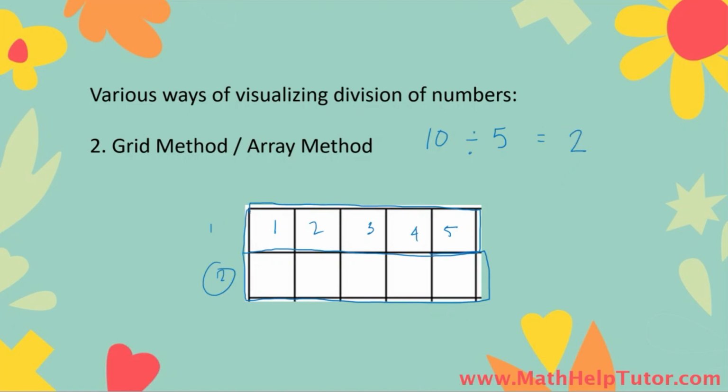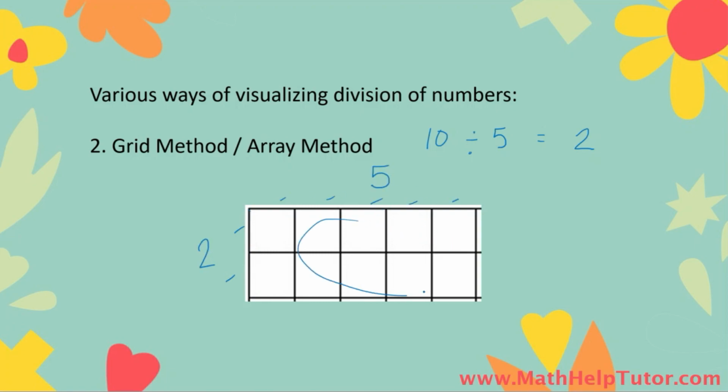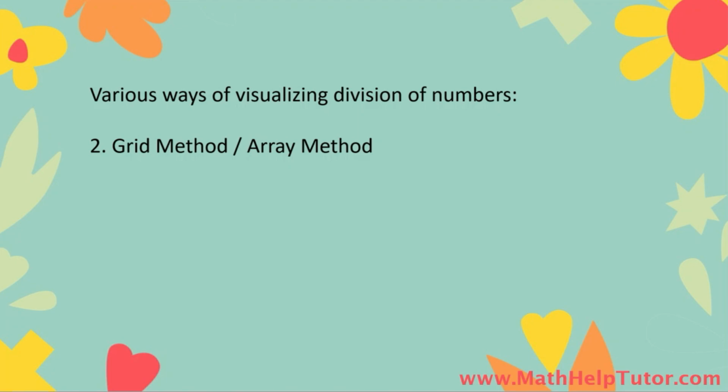Now notice that this grid looks very similar to what we do when multiplying numbers using the grid method. Of course, we know that 5 times 2 is equal to 10, or 2 times 5 is equal to 10 as well. So you can see that multiplication is very much related to division. Let's now try a bigger number, say 50.